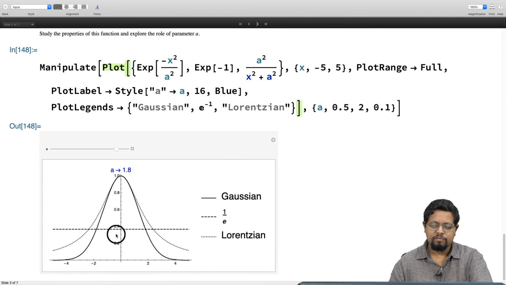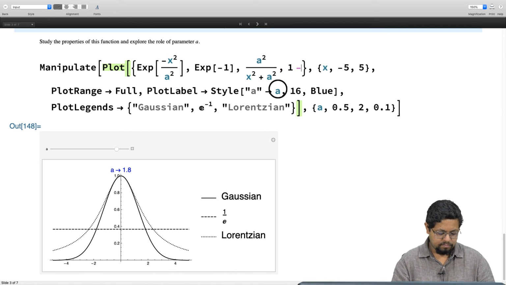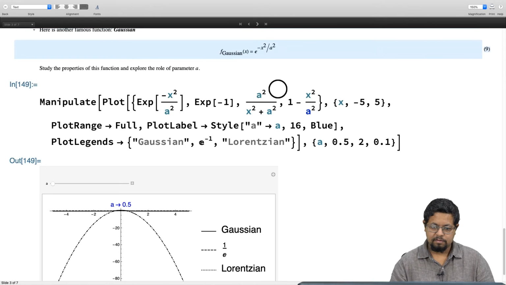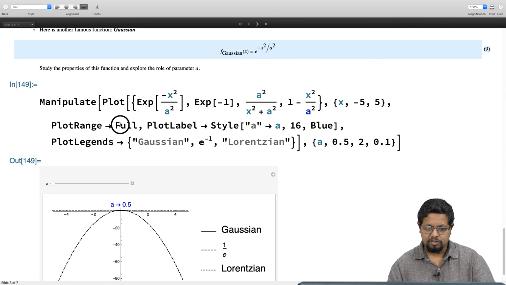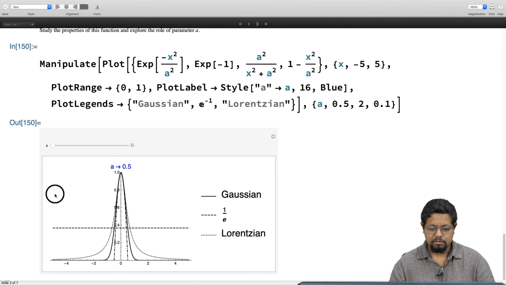Also, in the neighborhood of x equal to 0, both the functions, Lorentzian and Gaussian, behave like an inverted parabola. In order to see that, let's go ahead and plot 1 minus x squared over a squared. And we have to constrain the plot range. We can see the plot range is 0 to 1. There we go.